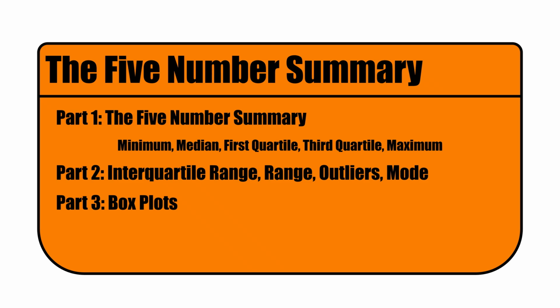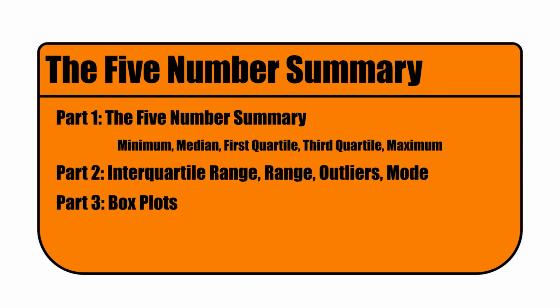Welcome to our lesson on the 5-number summary. In this video, we're going to break the topic into 3 parts. Part 1 covers the 5 key values used to describe a data set: the minimum, the median, the first quartile, the third quartile, and the maximum.